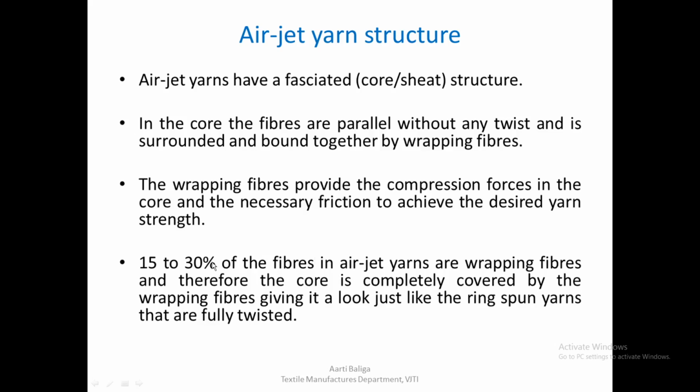Plus, we have also seen earlier that around 15 to 30% of the fibers in the Airjet yarns are wrapping fibers, and therefore the core is completely covered by the wrapping fibers, giving it a look just like the ring spun yarns and are fully twisted. Now we are calling this wrapping fibers, but they are not wrapper fibers, of which we must take note. These are fibers which are wrapping the surface of the yarn and completely covering the core. But there's a difference between these fibers. We are calling them wrapping fibers, but they are not same as the wrapper fibers that we have just seen.